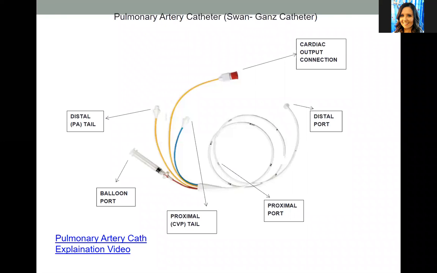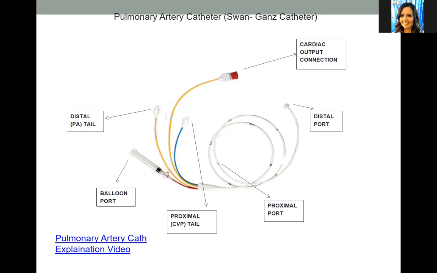So here's a picture of what an actual pulmonary artery catheter looks like. You see at the very end, that red end, that's our cardiac output connection. So that actually connects to the monitor. We have different ports. You'll notice the balloon port that has the syringe attached. The valve is that little white piece with the arrow.